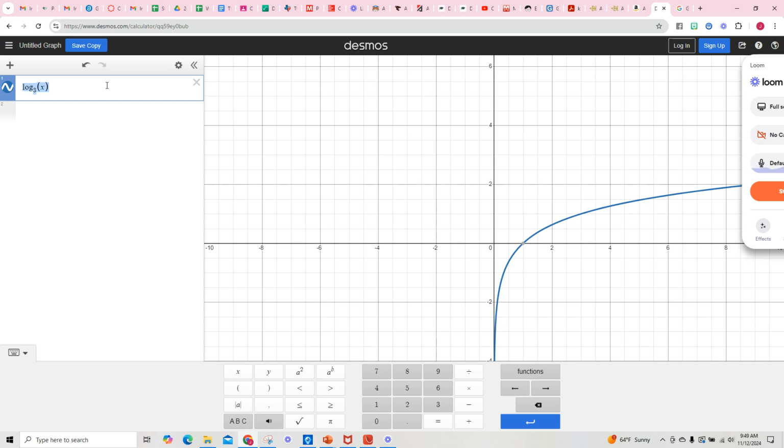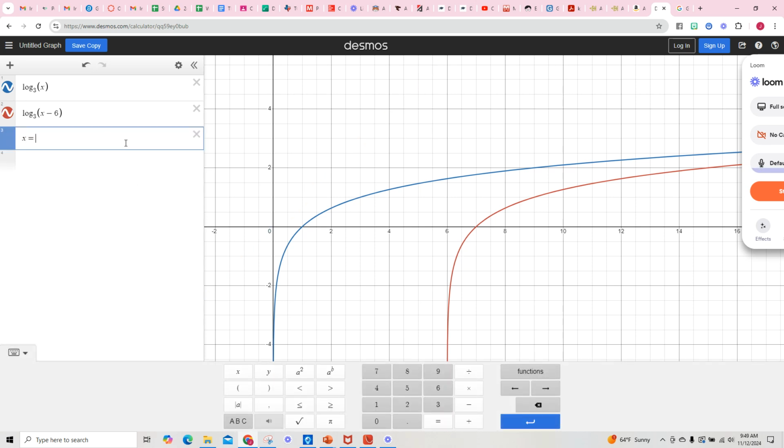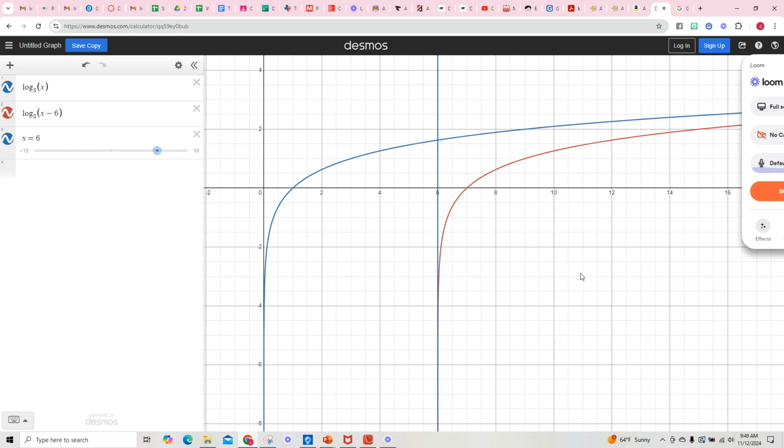So all it is, it's the inverse of an exponential. Remember with an exponential, we have that asymptote at y equals 0. These we have an asymptote at x equals 0 because it's an inverse. Inverse reflects over the y equals x line. So if we do x minus 6, you can see that red line shifts. So now my asymptote here should be x equals 6. And it'll never cross that line.